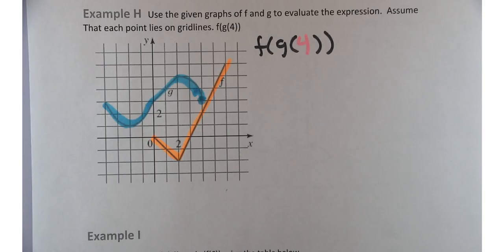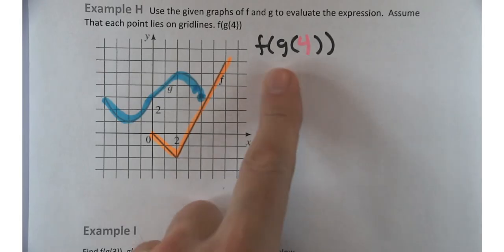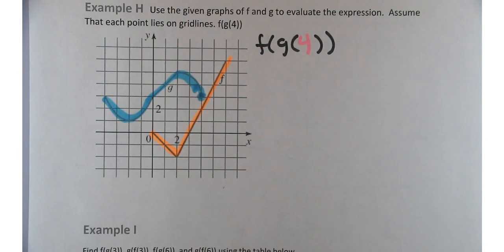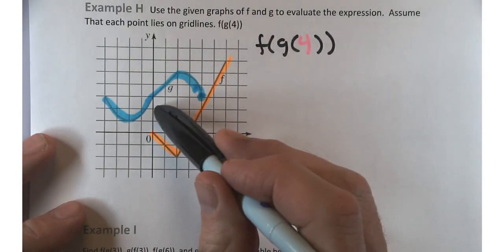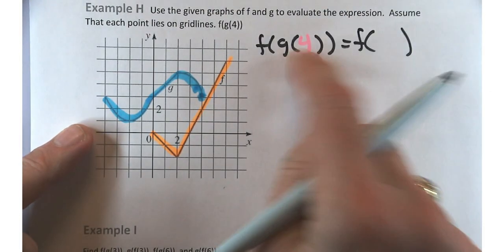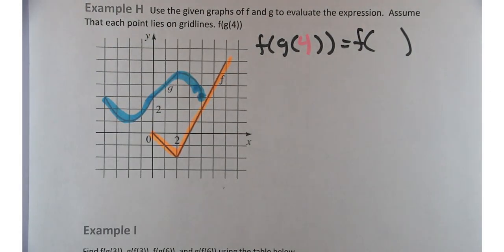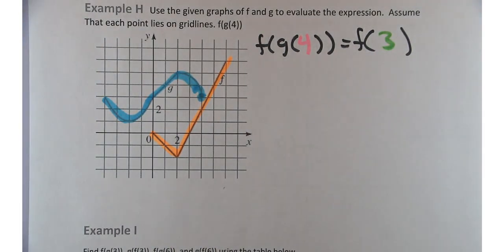Meredith, maybe you can help me out here. What's g of 4 look like? What would the value of g of 4 be? 3. Yeah, it looks like about 3. 1, 2, 3. Perfect. So g of 4 is 3. So you're going to replace g of 4 by 3 here. Thank you.